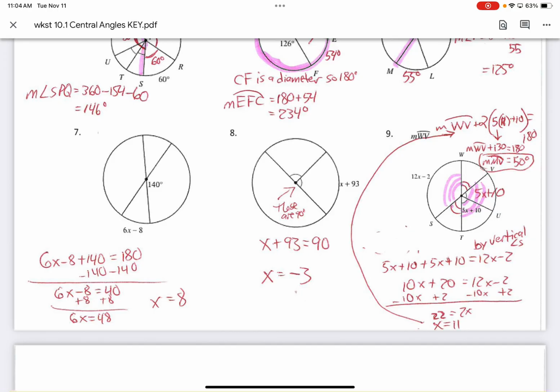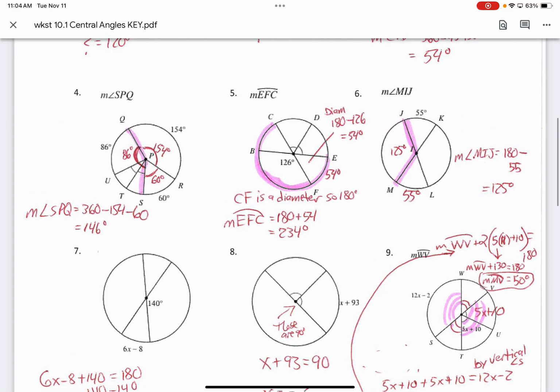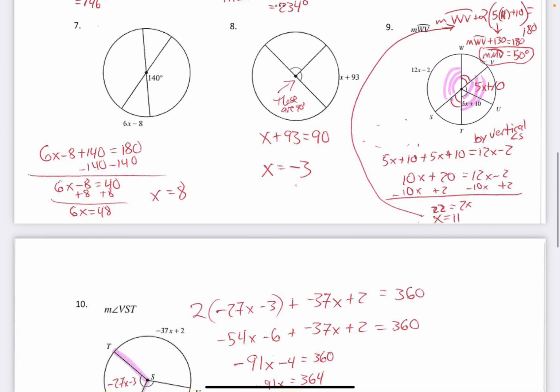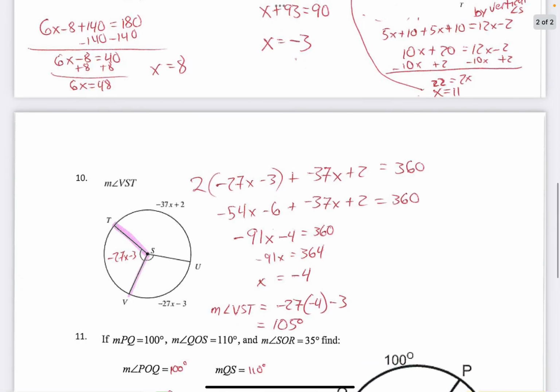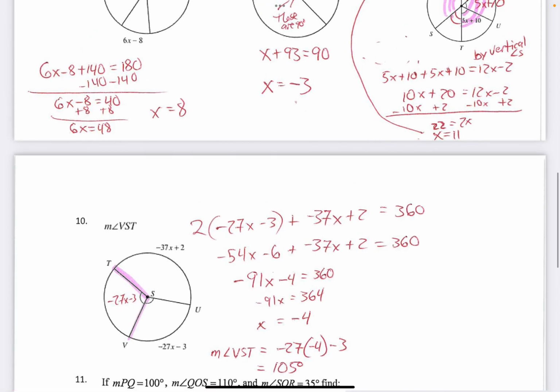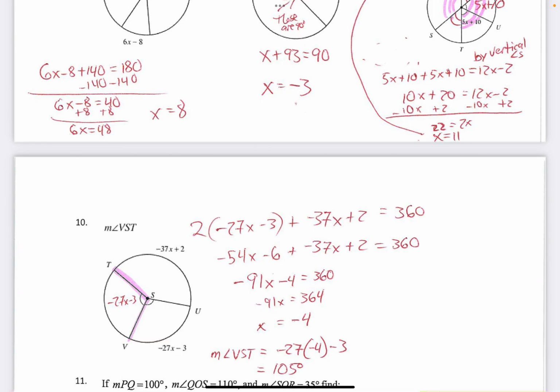Any questions on the front? Can you restate the 6 ones? Yes, 6 was 125. Okay, number 10, you should have got x is -4, and the central angle is 105.